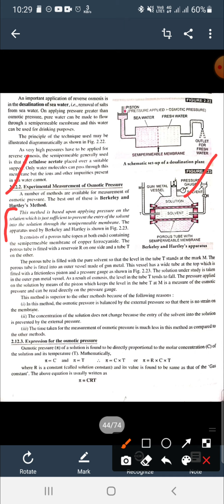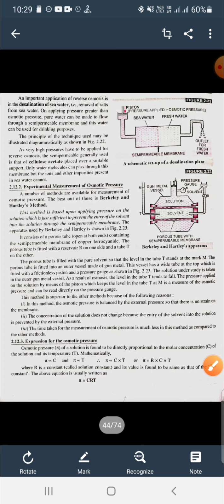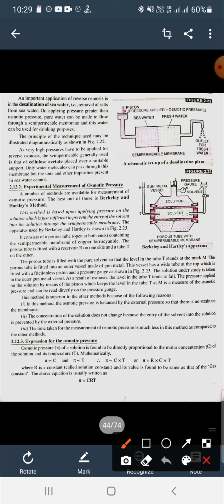that is, by applying pressure on the solution side, we can prevent the entry of the solvent molecules into the solution through a semi-permeable membrane. So this method is based upon the principle of osmotic pressure.